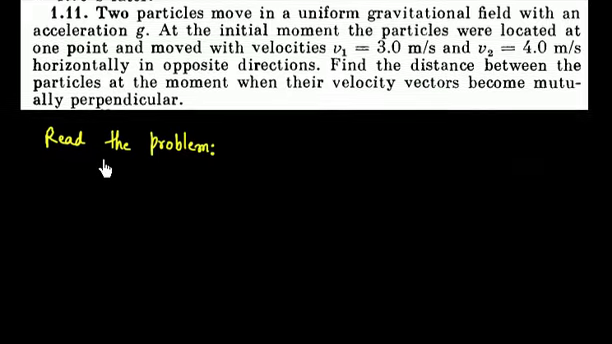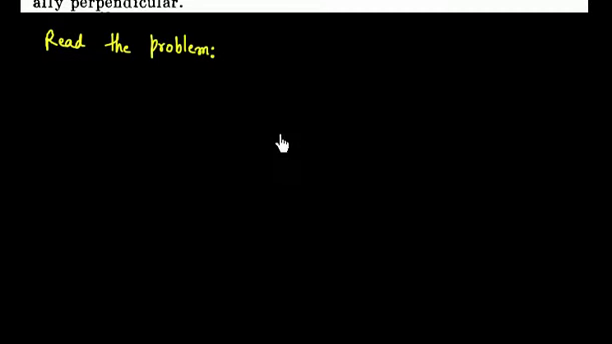So what is happening here? We have two particles. Let us say one particle is here, another particle is also here. These two particles are thrown in opposite directions. One is thrown with velocity v1 and another with velocity v2 in this direction. Both are horizontal and gravity g exists in this region. What will happen? Both will basically follow a parabolic path.